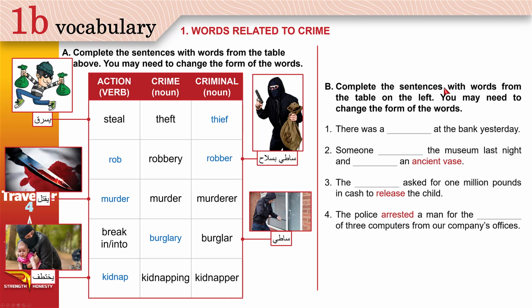Now, complete the sentences with words from the table on the left. You may need to change the form of the words. What does that mean? It means you can say thieves if you need it. You can say stole if it's in the past. Steal, he is stealing. He steals every day. He stole yesterday. Use the correct form. There was a ___ at the bank yesterday. Do we need a verb here or do we need a noun? There was a man, so we need a noun here. There was a robbery at the bank.